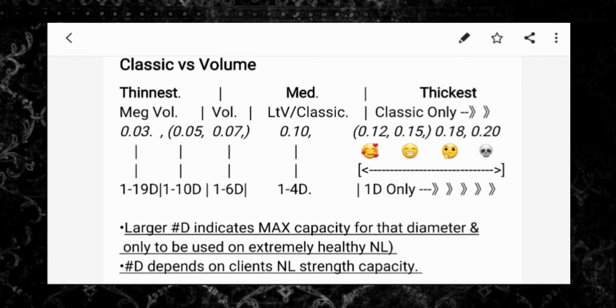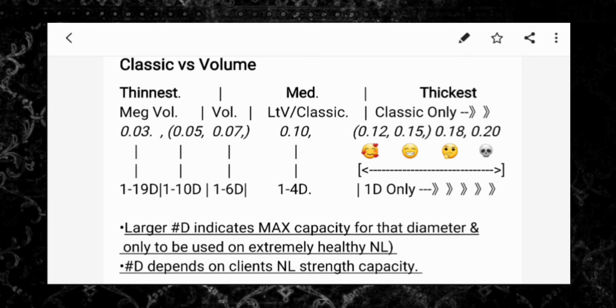In the next category we're going to the thickest lashes. These thick lashes are for classic only. The lashes that fall under that category are 0.12, 0.15, 0.18, and 0.20. Underneath there, you're going to see these little emojis that I put, so it helps you remember what lashes are good to use.